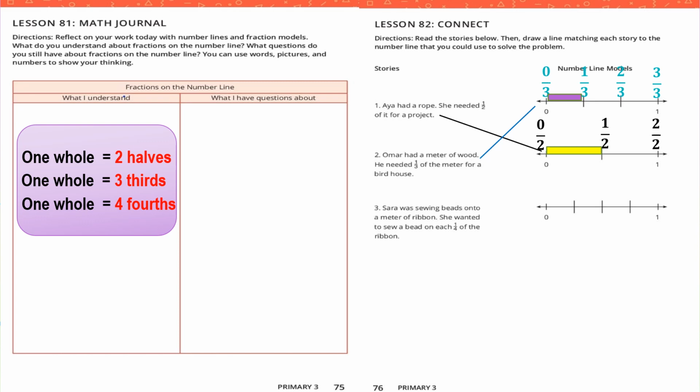Subtract 1 from the denominator. Yes, 3 dashes. So here the last number line has 4 equal parts. Step number 2, label each dash by the fraction by using the denominator 4. So convert 0 to 0 over 4, after 0 over 4, 1 over 4, 2 over 4, 3 over 4 till the whole fraction 4 over 4. Okay, the location here is like this.